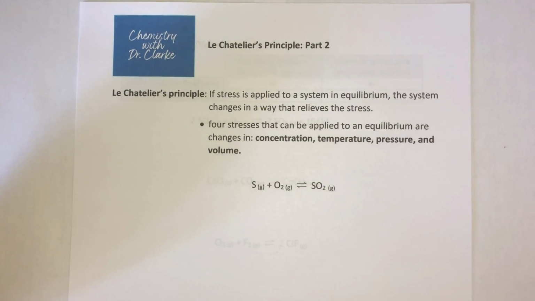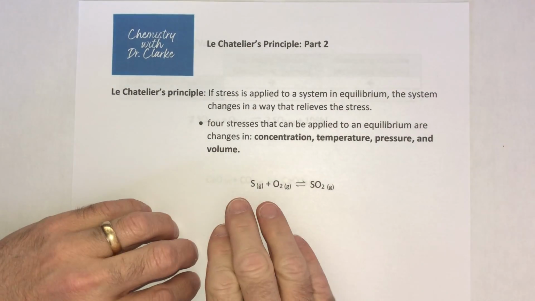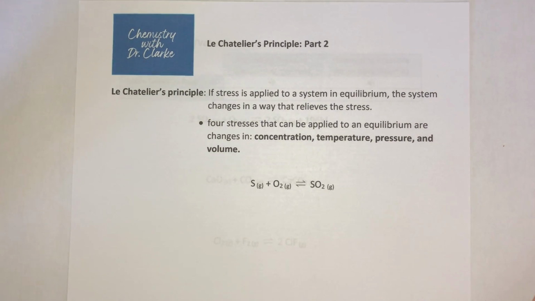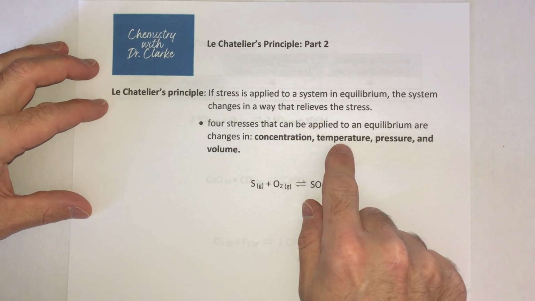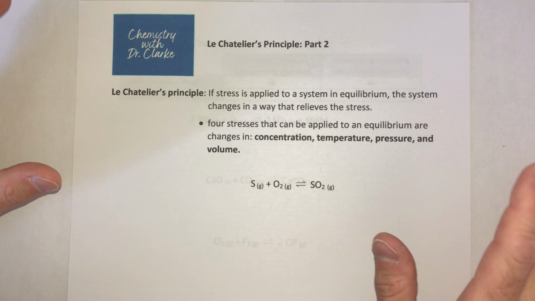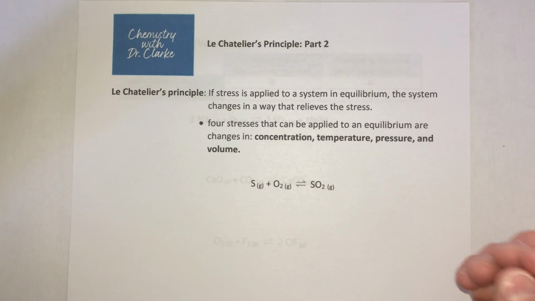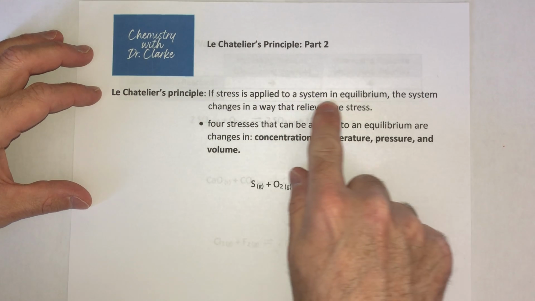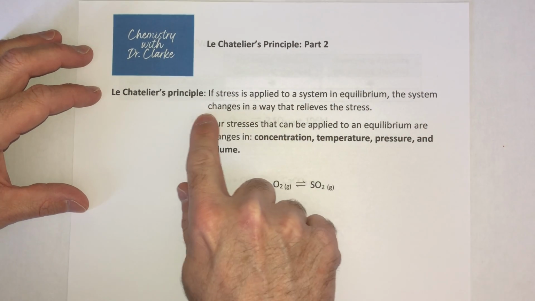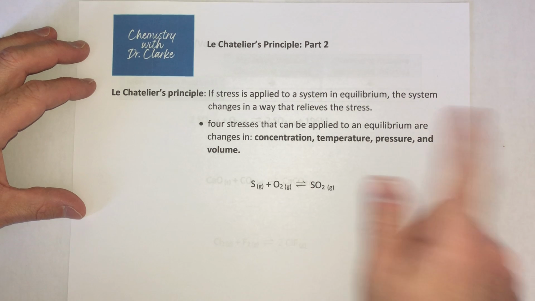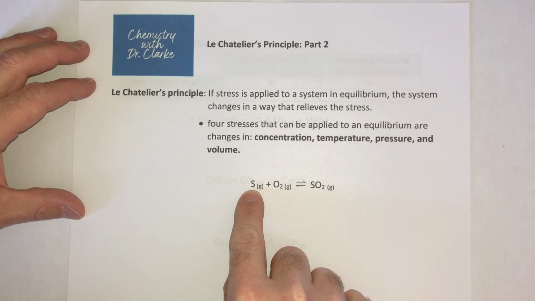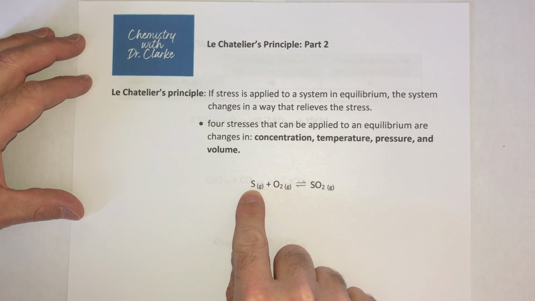So basically, LeChatelier's principle says, if you have an equilibrium and you make a change, you change concentration, temperature, pressure, volume, any of those, the equilibrium is going to respond. Basically, it's going to attempt to undo what you've just done. So if you apply a stress to an equilibrium, the equilibrium will change to relieve the stress. If you increase the concentration of, say, the sulfur, the equilibrium will attempt to decrease the concentration of sulfur.